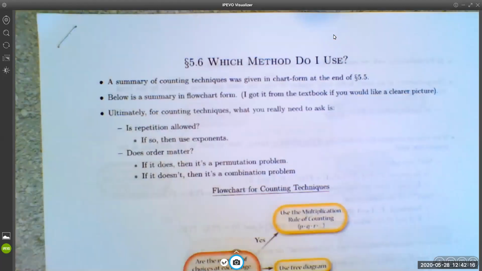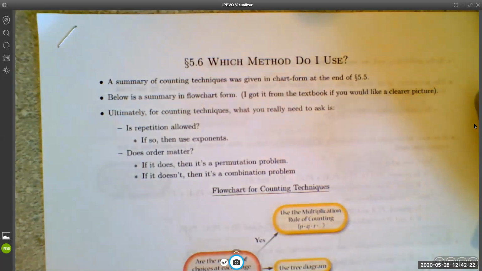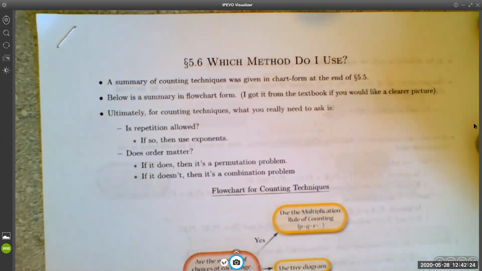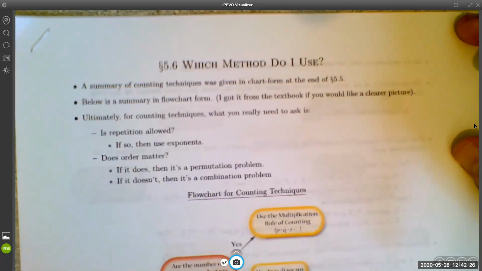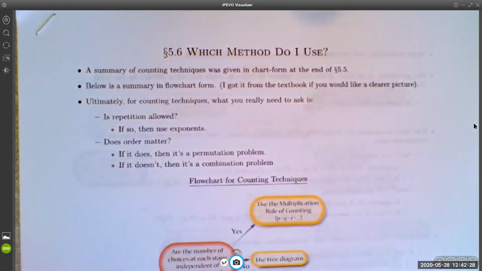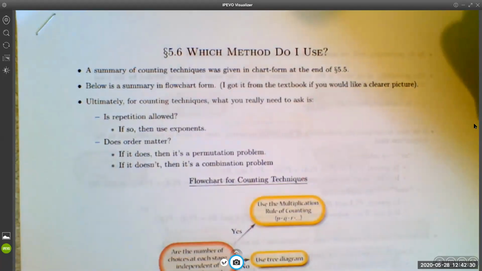5.6 is just a summary of the rest of the stuff that we've done in Chapter 5. So there's nothing new here, but I think it's a good idea to go over this section because we've covered so much ground in Chapter 5. So we'll start off by summarizing what we did in 5.5 in the previous section, even though that should be relatively fresh in your memory.